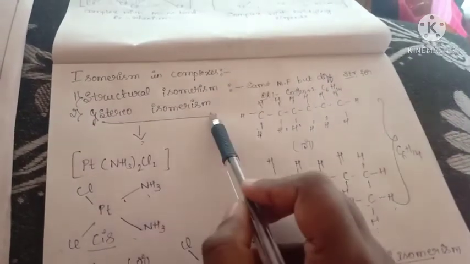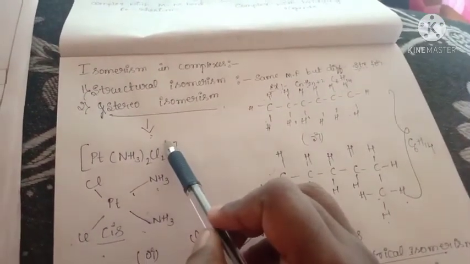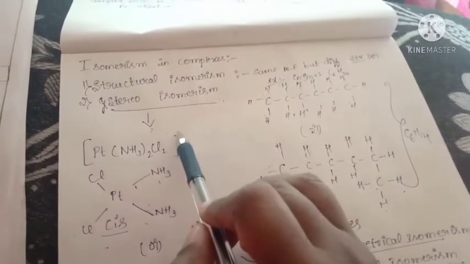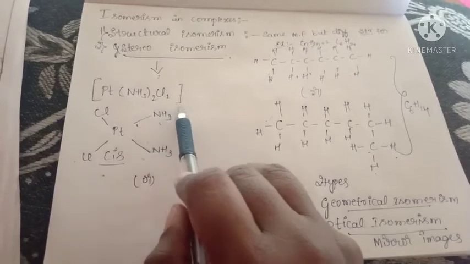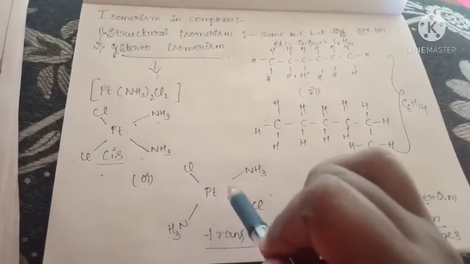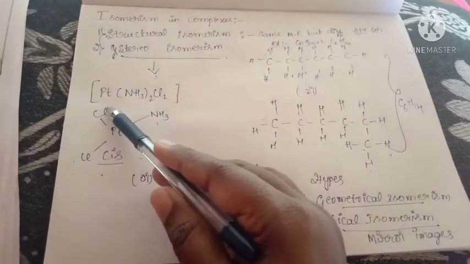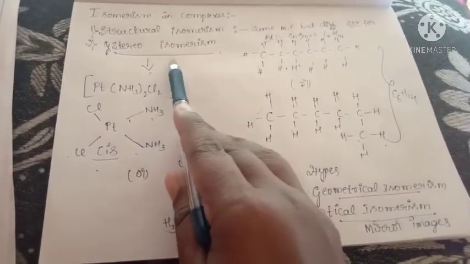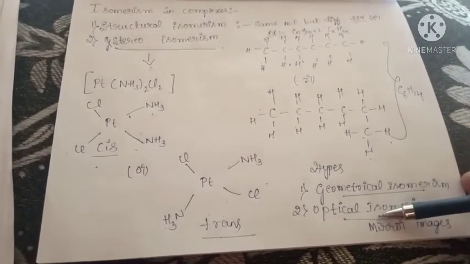And going to stereoisomerism, the molecular formula is the same but the atoms and groups present in the molecular formula have a different arrangement. Here we are taking this example, platinum, ammonia twice, chlorine twice. We can write it in these two ways. In this type, the ammonia and chlorine are on the same side. In this type, they are on opposite sides. Stereoisomerism is again classified into two types, geometrical isomerism and optical isomerism.